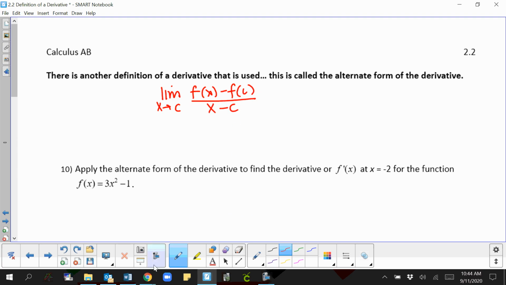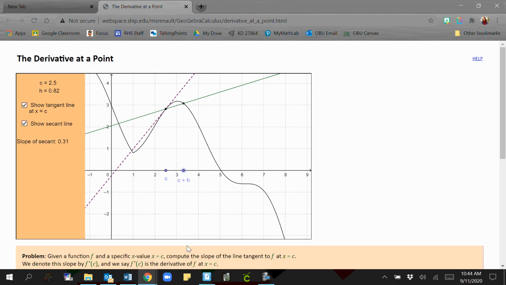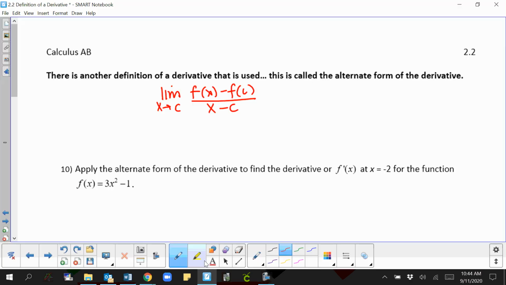So that's kind of the same idea using our visual representation. Let's say that this point right here is our x, and that point's our c. And I'm trying to take this point here, this c plus h, or in this definition case, it's just the x, and I'm trying to get it closer and closer to c. So it's approaching that c value. And so this is kind of the same thing, but this time we're looking at a specific function value. So a specific x value that we're plugging into this.